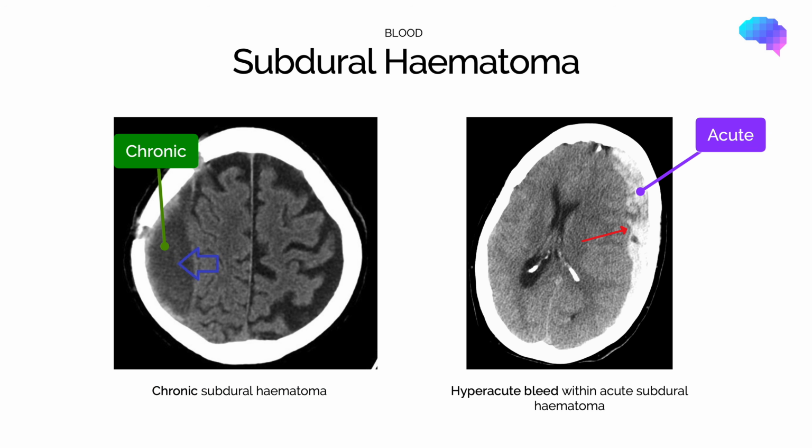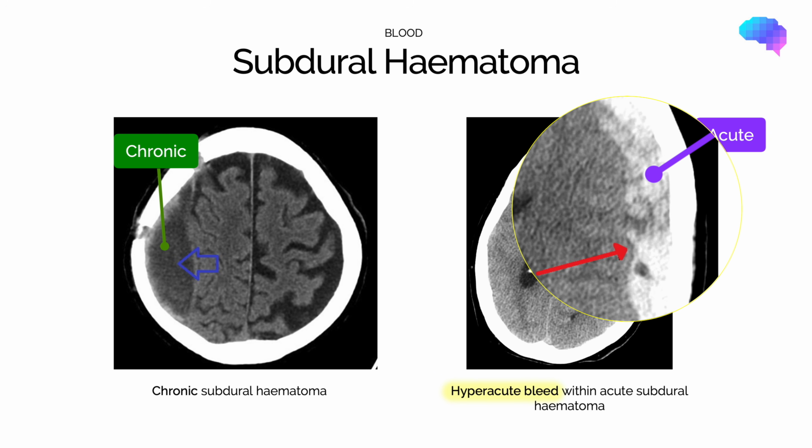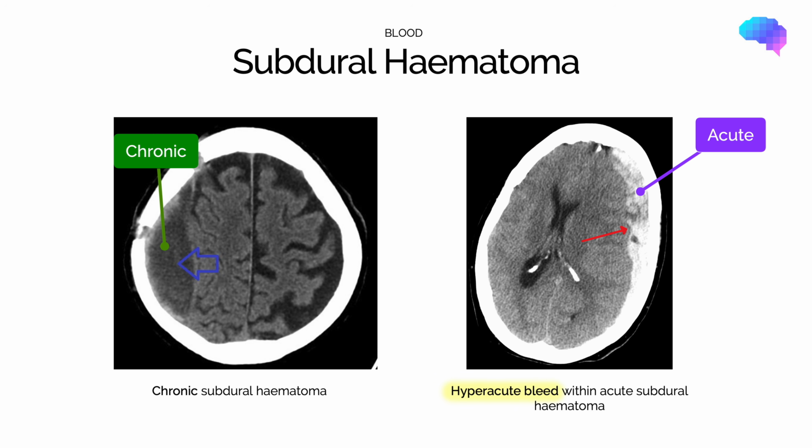On the right hand side we can see a generally crescenteric bleed again, but actually the bleed is bright white, indicating that it is an acute subdural hematoma. But within this subdural hematoma, if you look very close, there are some areas of low density within the bleed. Now, instead of this being chronic blood, this is actually blood that is so fresh that it hasn't had time to coagulate yet. So the right-sided image shows an acute subdural hematoma with areas of hyperacute hemorrhage which have not yet clotted.